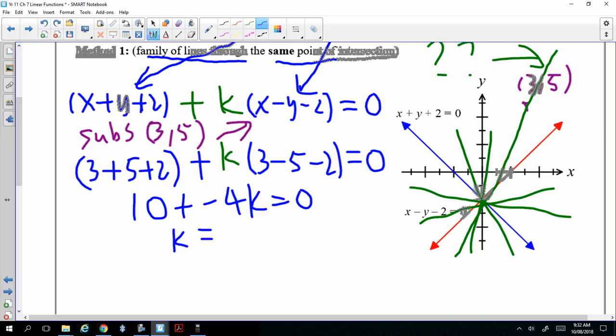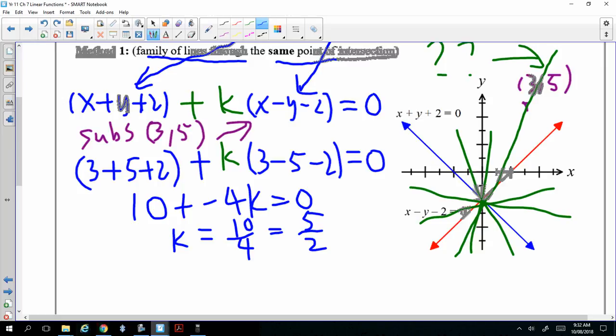Or let's leave it as a fraction. We prefer fractions to decimals, and we prefer integers to fractions. So 5 over 2. I substitute, right? So I put 3 into x, 5 into y. Okay, good. All right, what do we do?